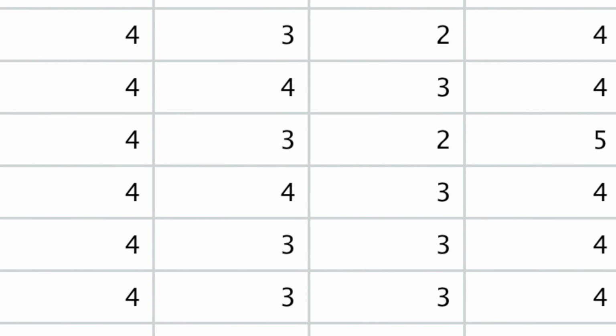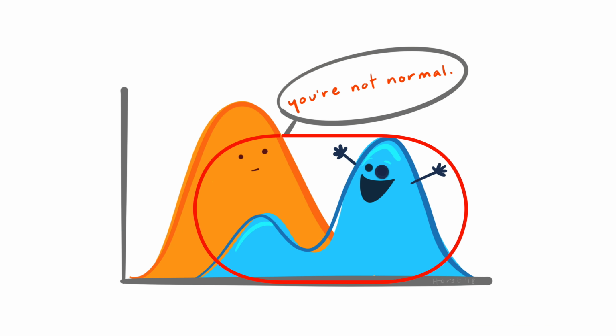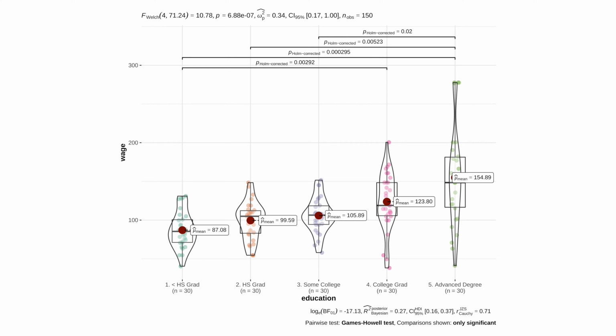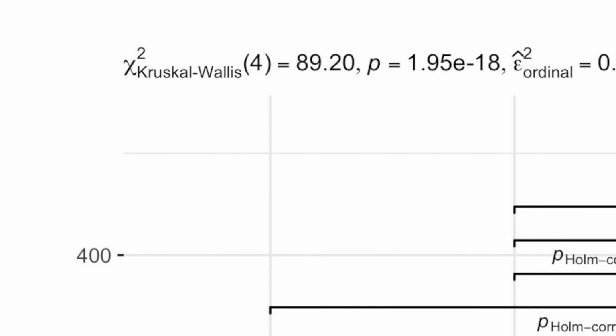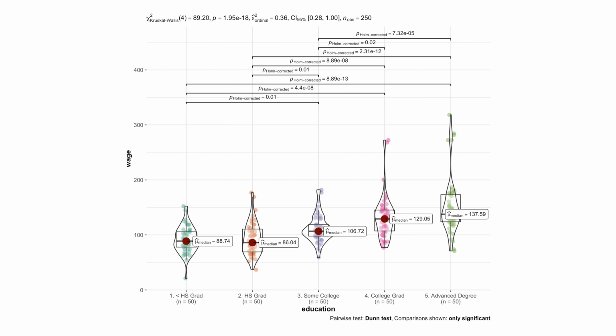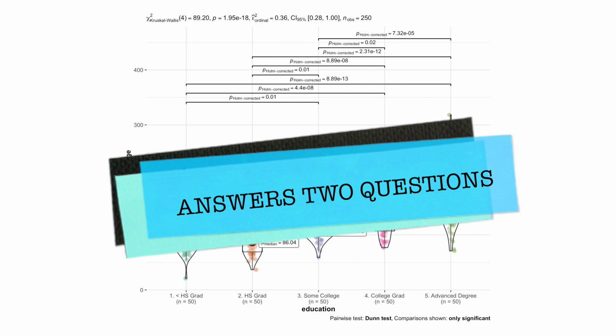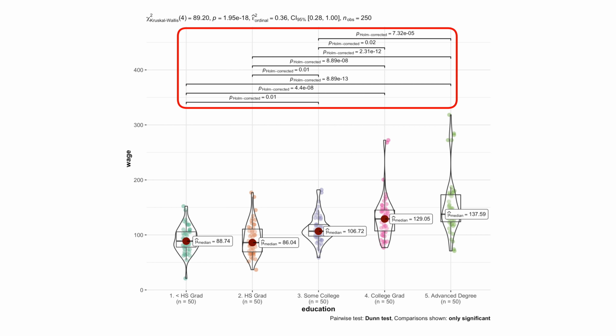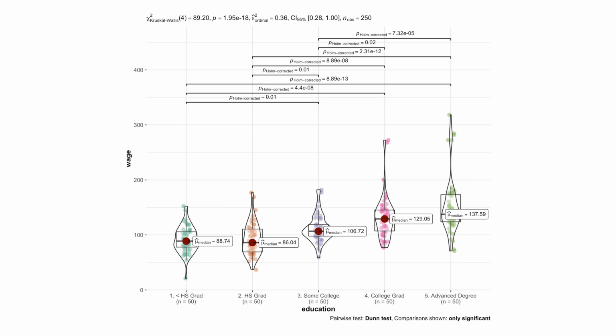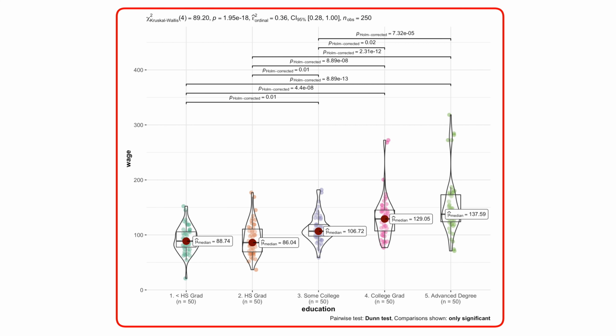If we have ordinal or not normally distributed data, ANOVA might produce a wrong result. That's why we need the Kruskal-Wallis test. The Kruskal-Wallis test you see on the screen right now answers two questions: whether at least one group is different from other groups, and between which groups exactly this difference is. So let's learn how to get and interpret all these results.